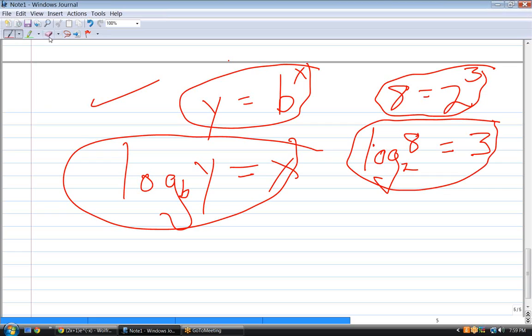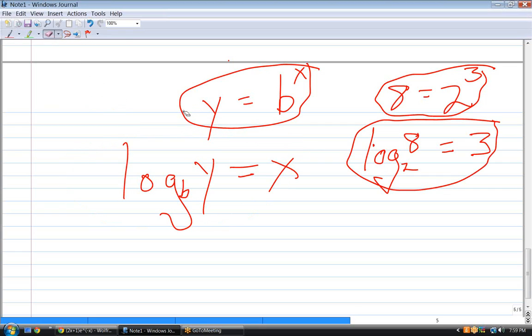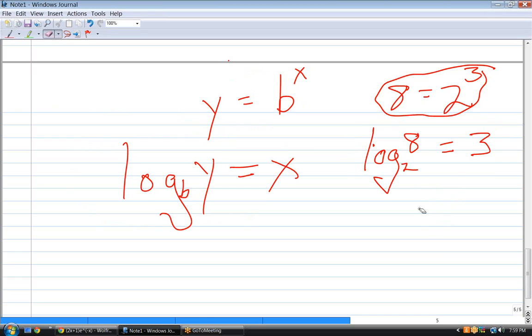And that's really the most important thing you can understand about logs: how to convert from one to the other. If I was given just this, the way I remember how to convert this back to exponential expression is to take the number on the far left, raise it to the power of the number on the far right, and it's equal to the number in the middle. In other words, 2 cubed equals 8.